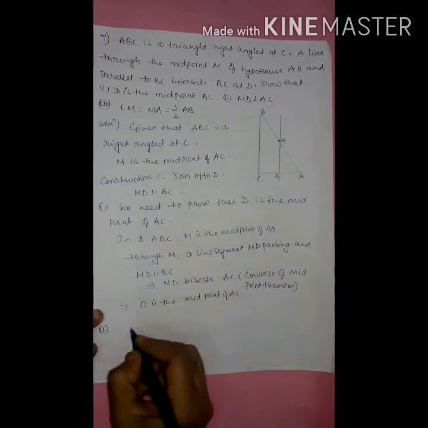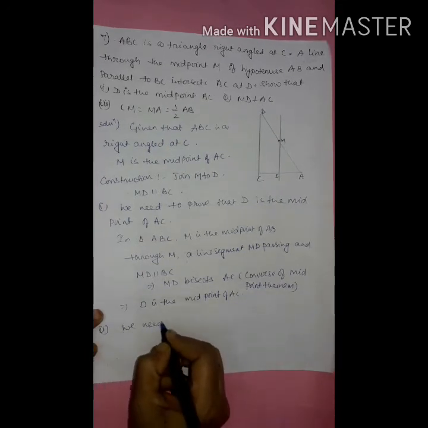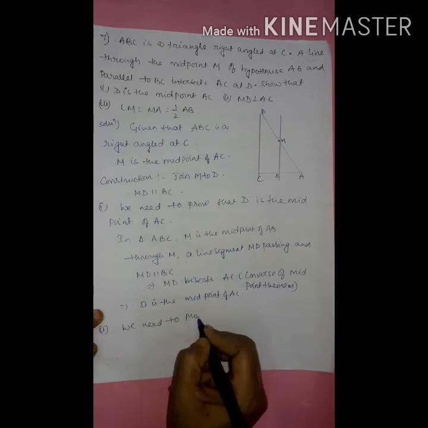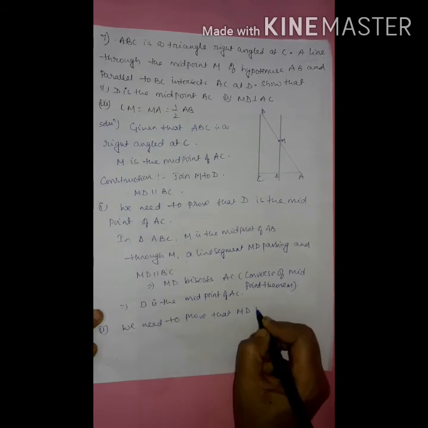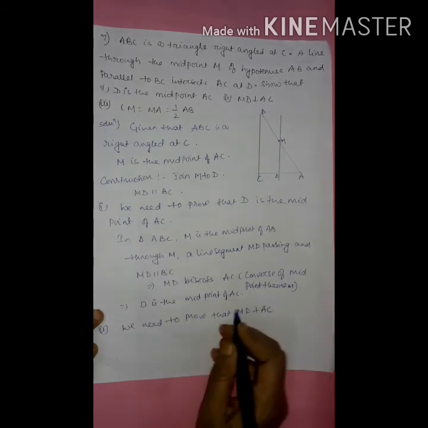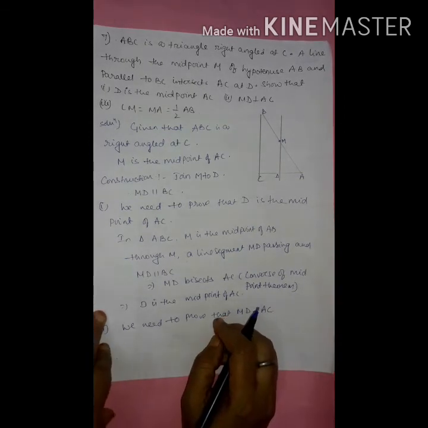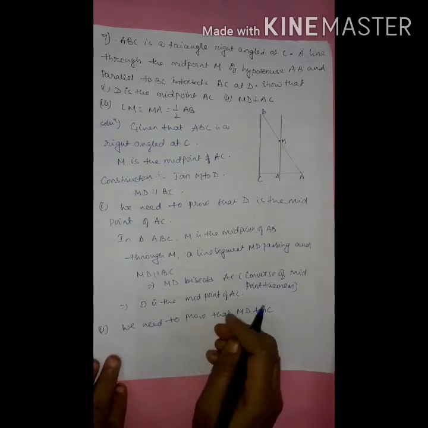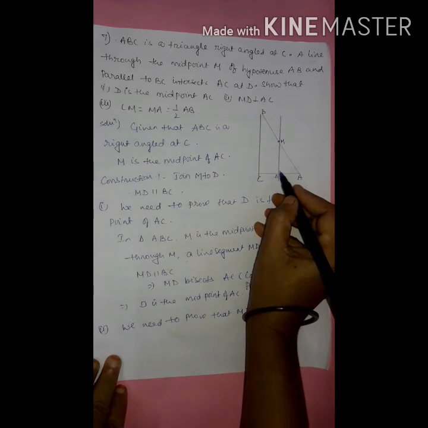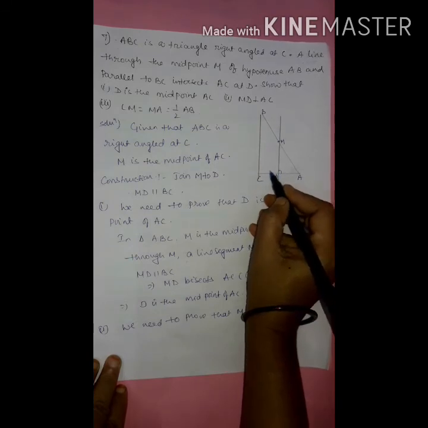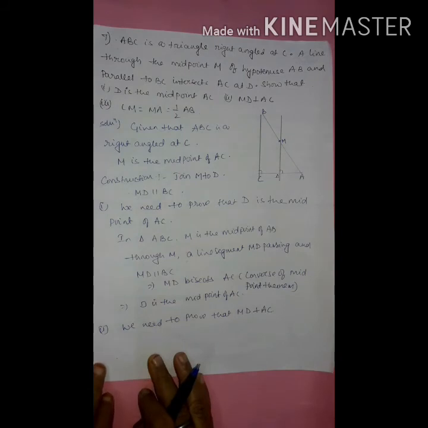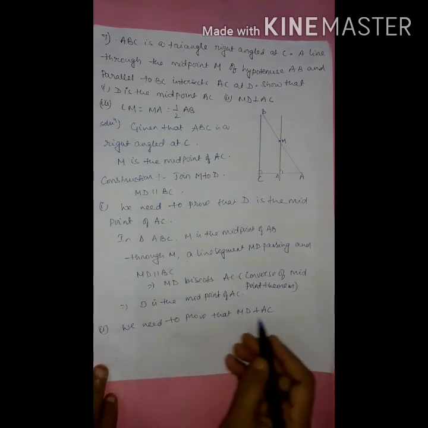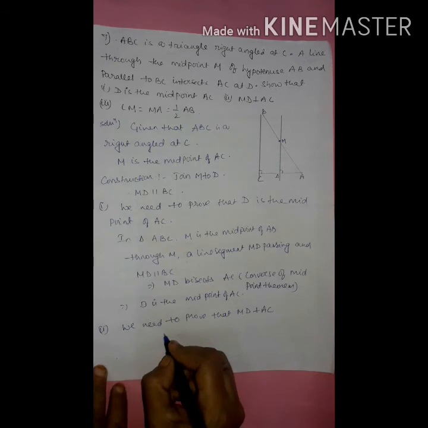Second question, what we need to prove? That we need to prove that MD is perpendicular to AC. So what we will do here, since these are parallel lines, these are the corresponding angles. Corresponding angles are equal.